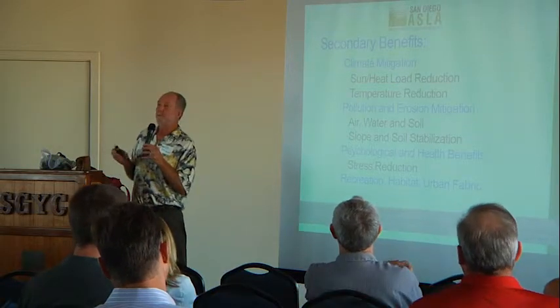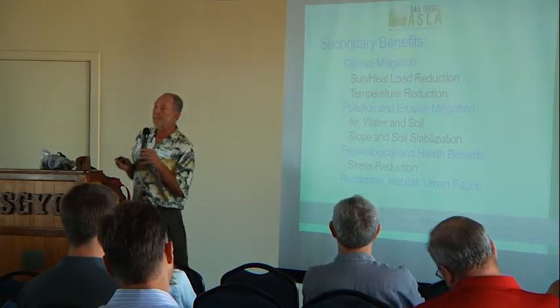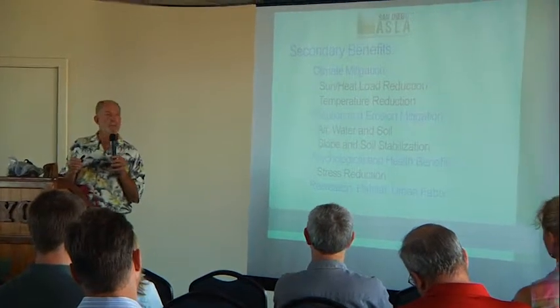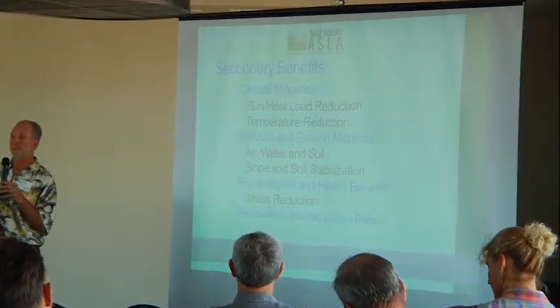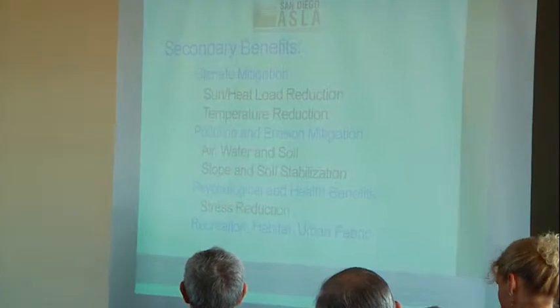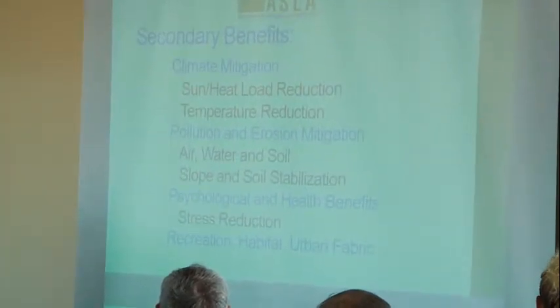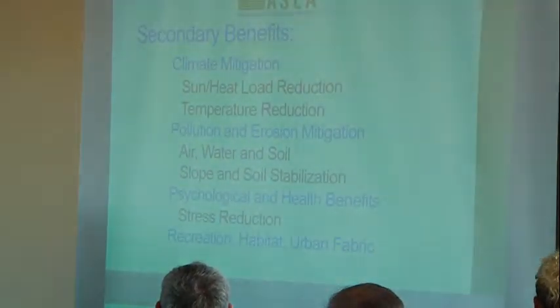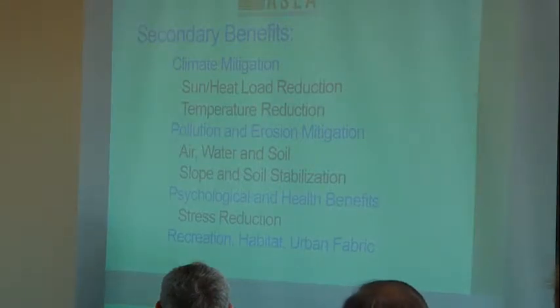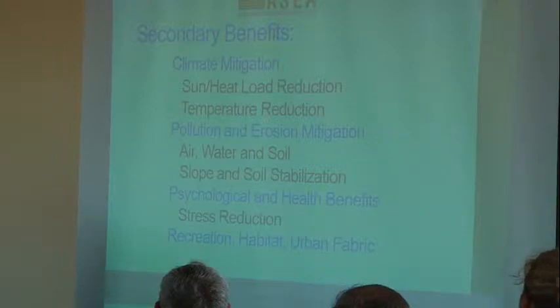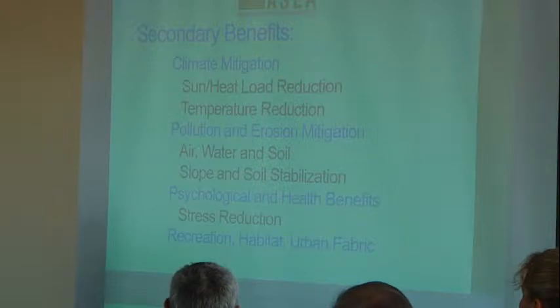So I want to now segue back to the secondary benefits, knowing that we use plants for a lot of purposes, and we use them for very functional and environmental reasons, such as climate mitigation, to reduce heat load on buildings during summer months and potentially allow sunlight access during the winter. That reduces the cooling cost that is sustained by use of electricity that's often produced by the burning of fossil fuels to produce the electricity to run the air conditioner.